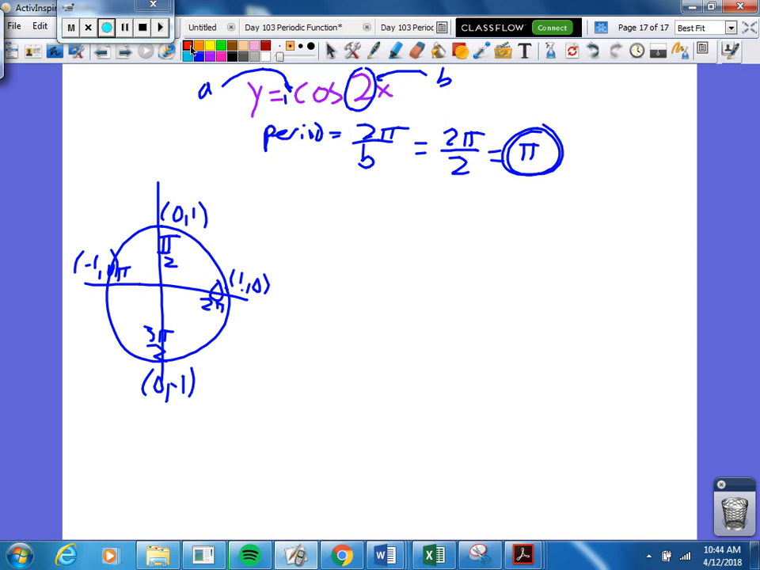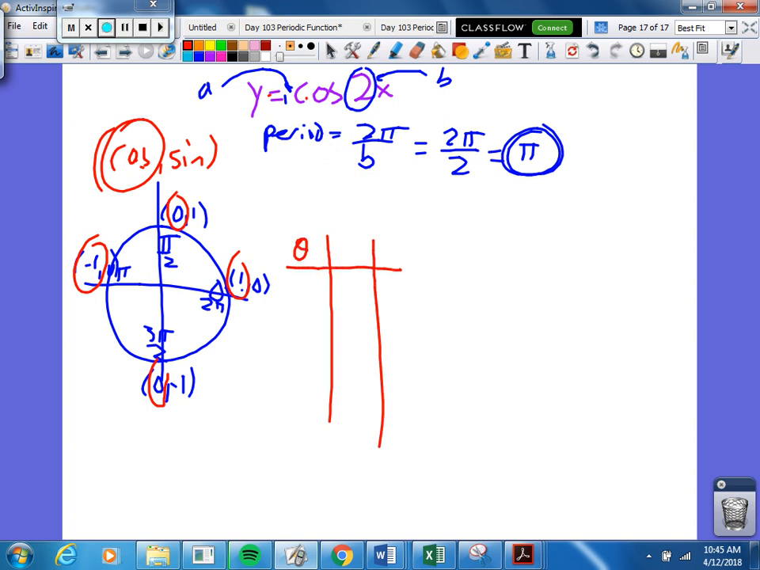You're probably that good. Okay, so cosine is the x, sine is the y. So I'm dealing with cosine right here, so focused on the x's here. Okay, chart. Most important part of this. We have theta. We have 2 theta right here. And we have cosine of 2 theta. Bam. Okay, so all the relevant points, let's put them in. 0, pi over 2, pi, 3 pi over 2, and 2 pi. Bam.